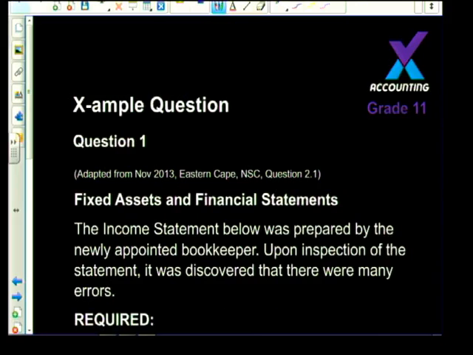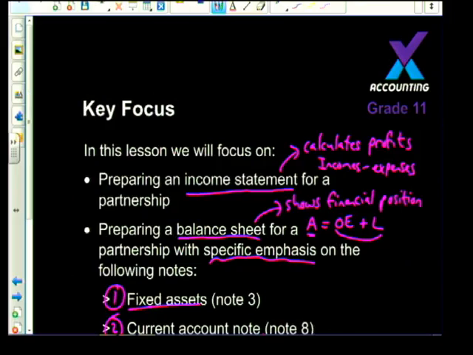Remember, in the notes that we discussed previously, we said that an income statement includes only incomes and expenses. Assets actually are part of the balance sheet. So these extra chairs and desks that we've bought have no place in our income statement. They are not expenses, they are assets.